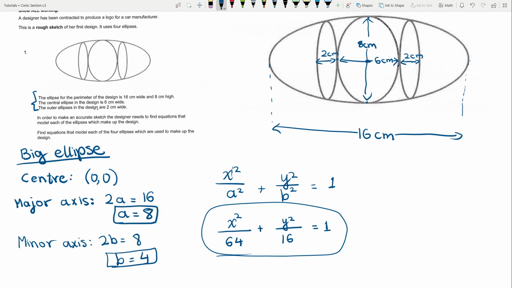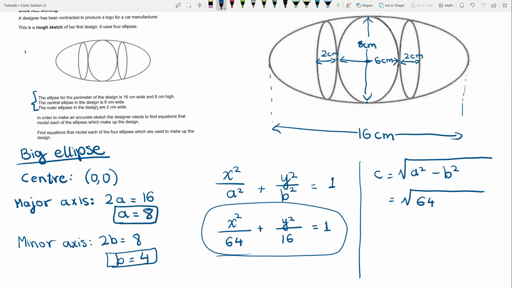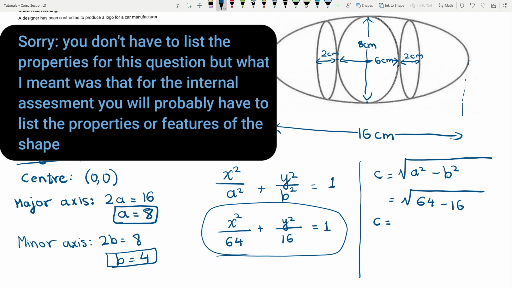Oh, we also have to list down the properties, so we have to also find the foci. So we would just, c equals the square root of a squared minus b squared. Therefore a squared is 64 minus 16, and then therefore c is actually equals to, yeah, plus minus 6.93.